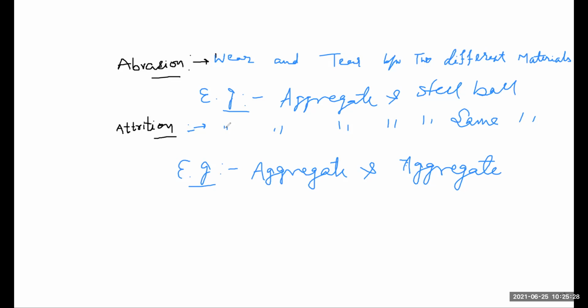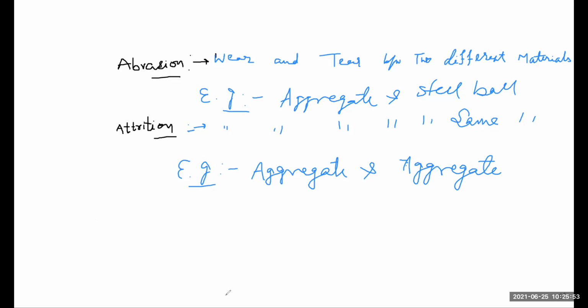So you must know the difference between abrasion and attrition. After knowing these two words technically, then you move toward your test, which is your abrasion testing machine. Basically, in the hardness test or abrasion test, we have two options: one is for abrasion and another is for attrition. So basically, we perform our abrasion testing.